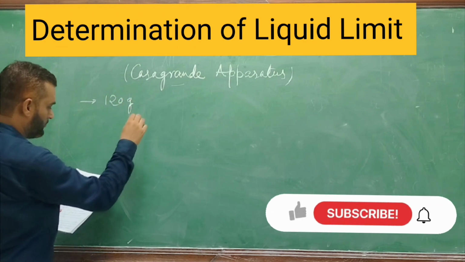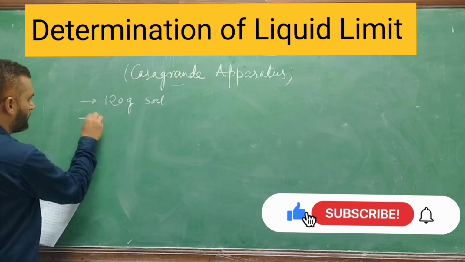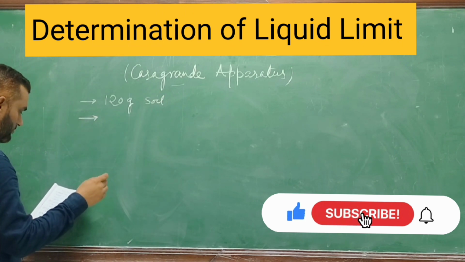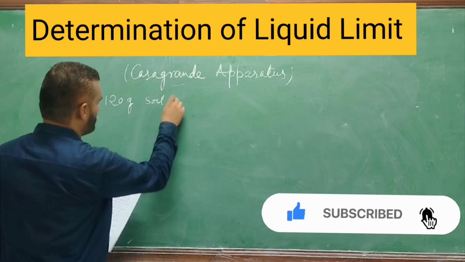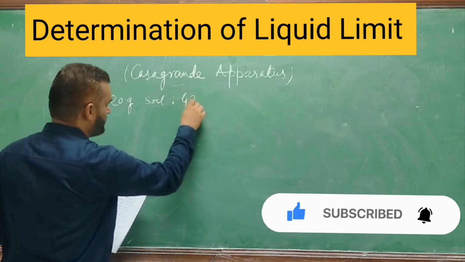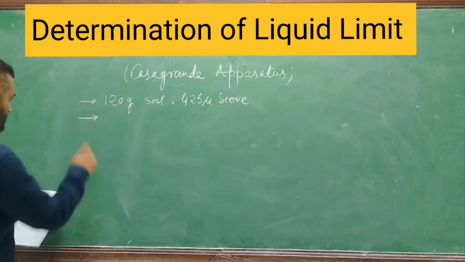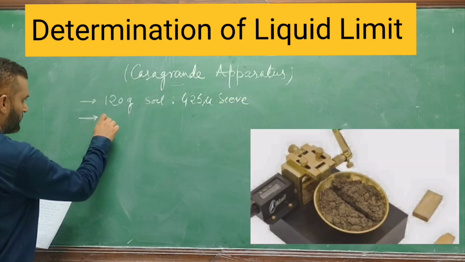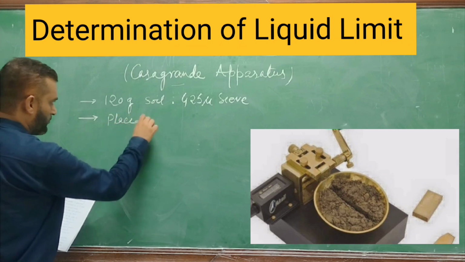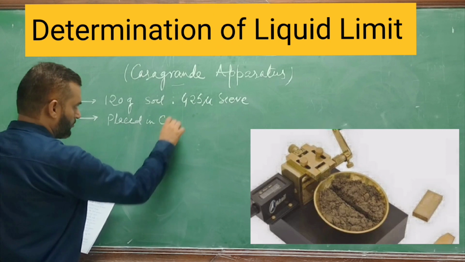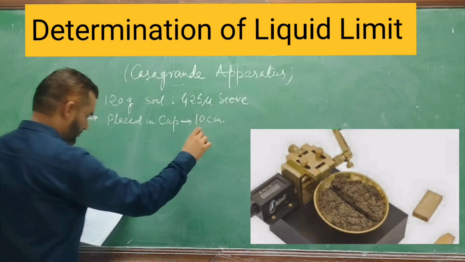About 120 gram of air-dried soil passing through Indian Standard 425 micron sieve is taken and mixed with water such that the soil attains a putty-like consistency. A portion of the paste is placed in the cup and is leveled so as to have a maximum depth of about 10 mm.